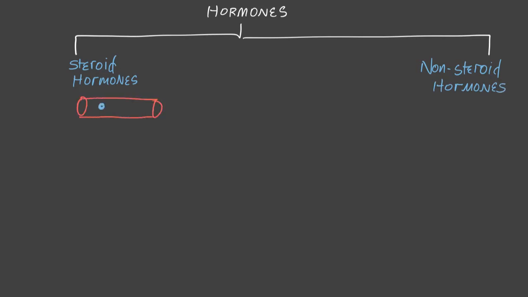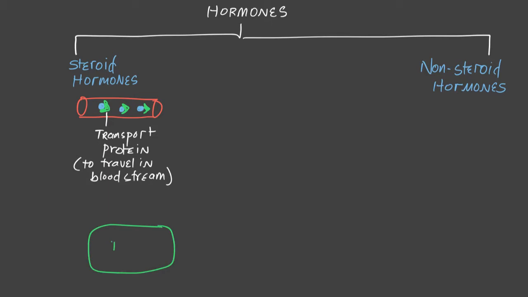This is the bloodstream, the blood vessel. The steroid hormones are shown in blue. The steroid hormones do not mix with water, so they need a transport protein, shown here in green, to carry them to the target cell. So steroid hormones cannot travel by themselves as free hormones. They must be accompanied by a transport protein. Once they arrive at the target cell, the transport protein releases the steroid hormone.